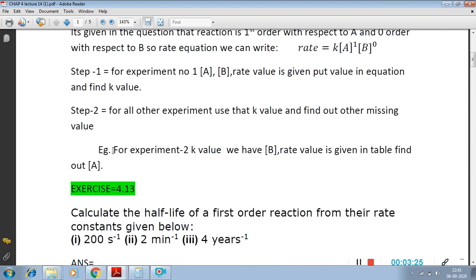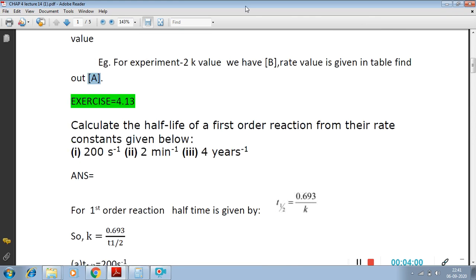Suppose I am taking experiment number 2. In that we have the concentration of compound B, and the rate value is also in the table. We have to find out the concentration of compound A. The K value we can find out from step 1. So put those three values in the equation, and you will find out the concentration of compound A. Like that for the other experiments also you can find out the missing values. Complete that example.